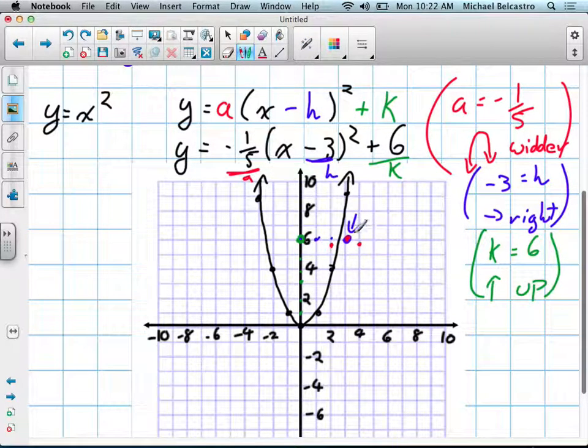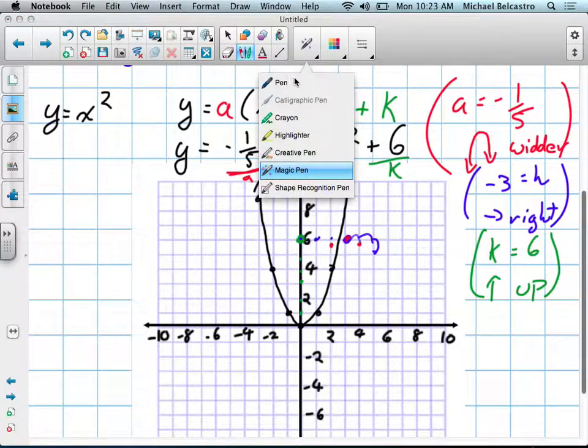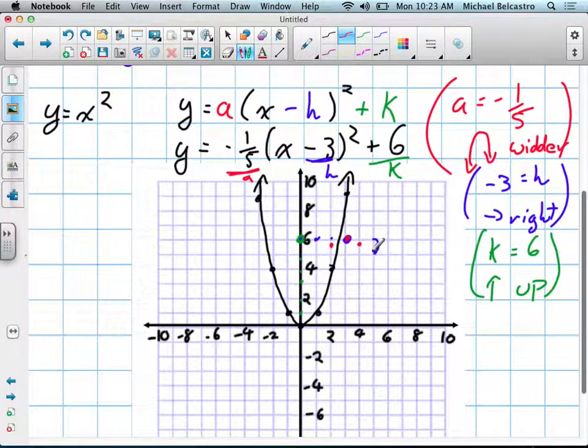Let's go back to the vertex, but this time let's go over 2 units. What is 2 squared? 4. We then have to multiply by our a value. 4 times negative a fifth. Anyone know? Negative 4 over 5. Okay? So we're going over 2 units, and because it's negative, we go down 4/5, which is almost all the way down one of these squares. So we went over 2, and we'd say this is about 4/5. And it's symmetrical. So we go over 2 again, down 4/5.